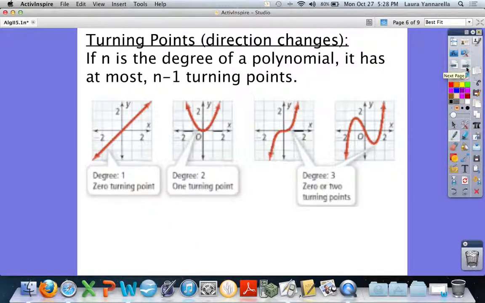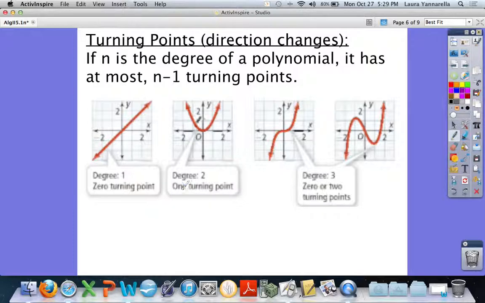Now, we talk about turning points. If n is the degree of the polynomial, that's the highest power of x, then it has at most n minus 1 turning points. So a linear polynomial is a degree of 1. Well, 1 minus 1 is 0. It has 0 turning points, and that makes sense because lines don't turn.